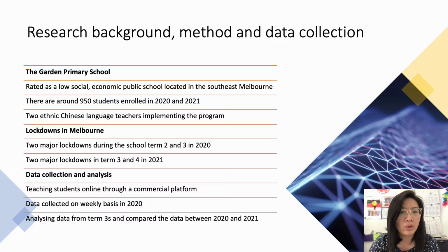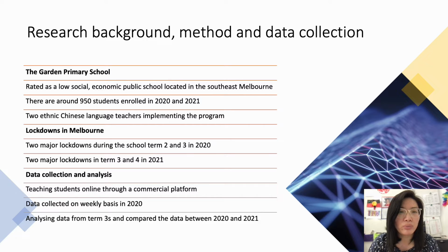So I collected data in regards to students' online participation rates in the Chinese language program in term 2 and term 3 in 2020 and term 3 in 2021. And then I compared the data collected on term 3 in both 2020 and 2021.